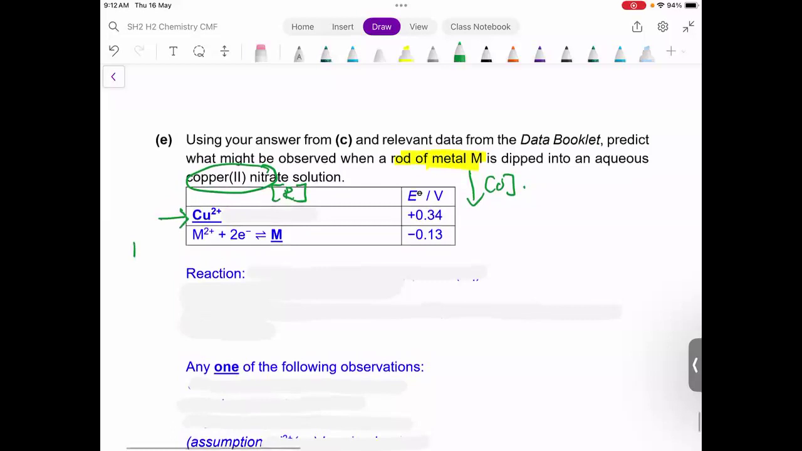Can we consider reduction of nitrate? There's copper nitrate solution, right? So can we consider reduction of nitrate? So how do we tell whether reduction of nitrate is possible or not? You quote the E0 values, right? So are you able to find the relevant half equation involving your copper 2 or your nitrate?